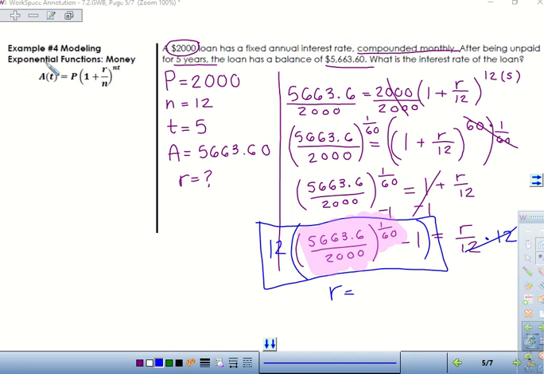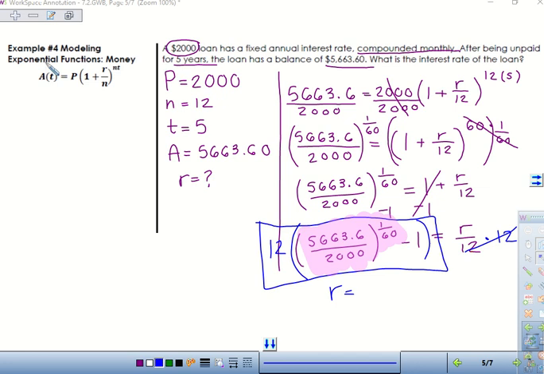So I'm going to do 5663.6 divided by 2,000 equals, and I'm going to get some amount. And then I'm going to use that little caret button that we learned about yesterday on the left, and put it to the power of parentheses 1 divided by 60. Got to put it in parentheses because you're putting it to the power of 1/60th. And you're going to hit enter, and you're going to get some number.